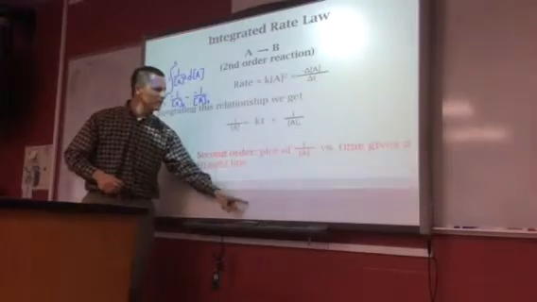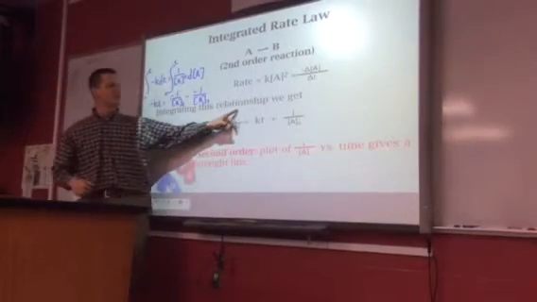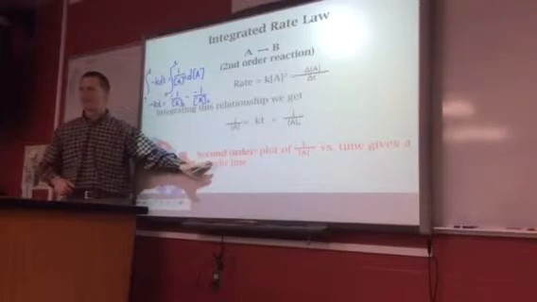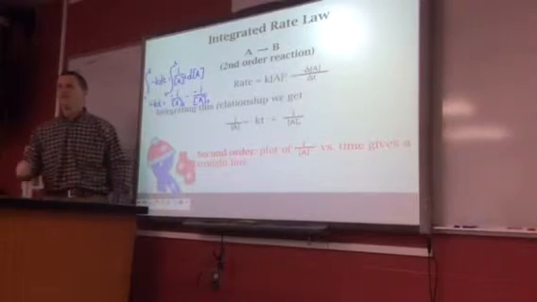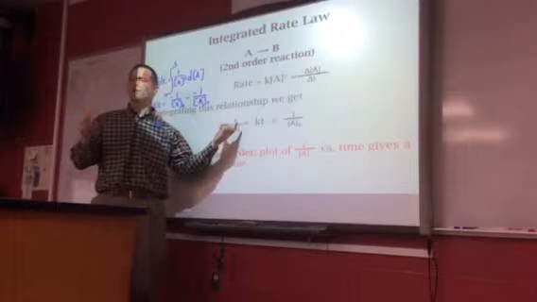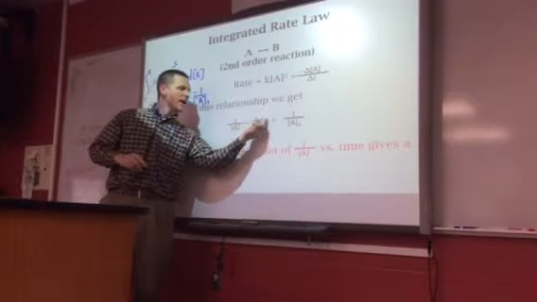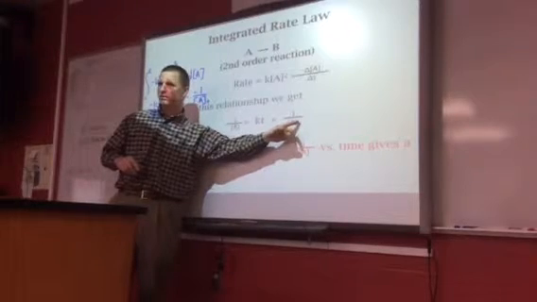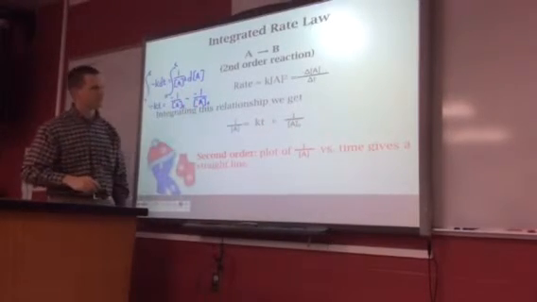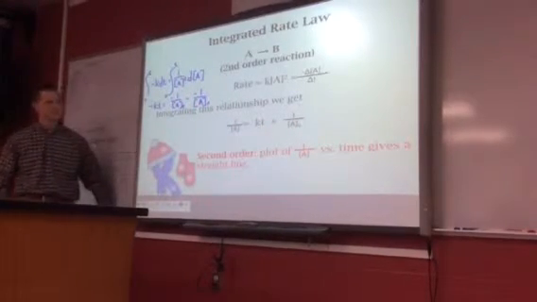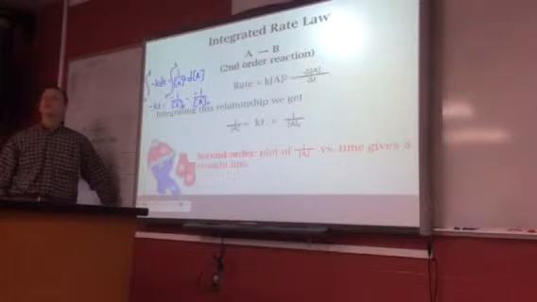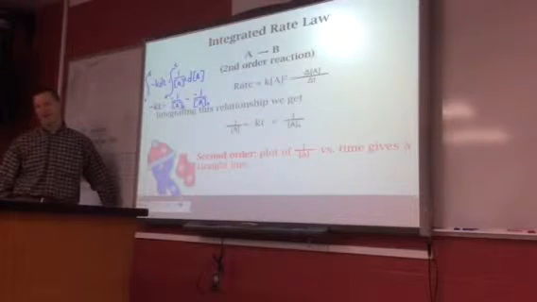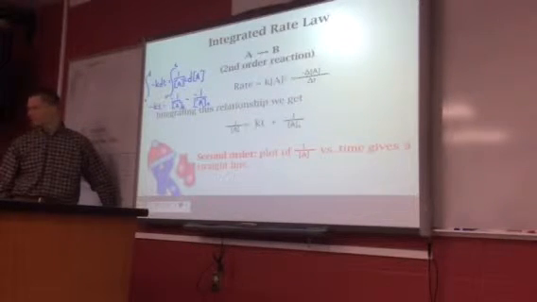Write this equation down, and highlight that part in red, because we have the same form now. We have a y term and an x term, and that's the slope of the line, that's the y-intercept. So that's what a second order integrated rate law looks like. The inverse of the concentration versus time is a straight line.